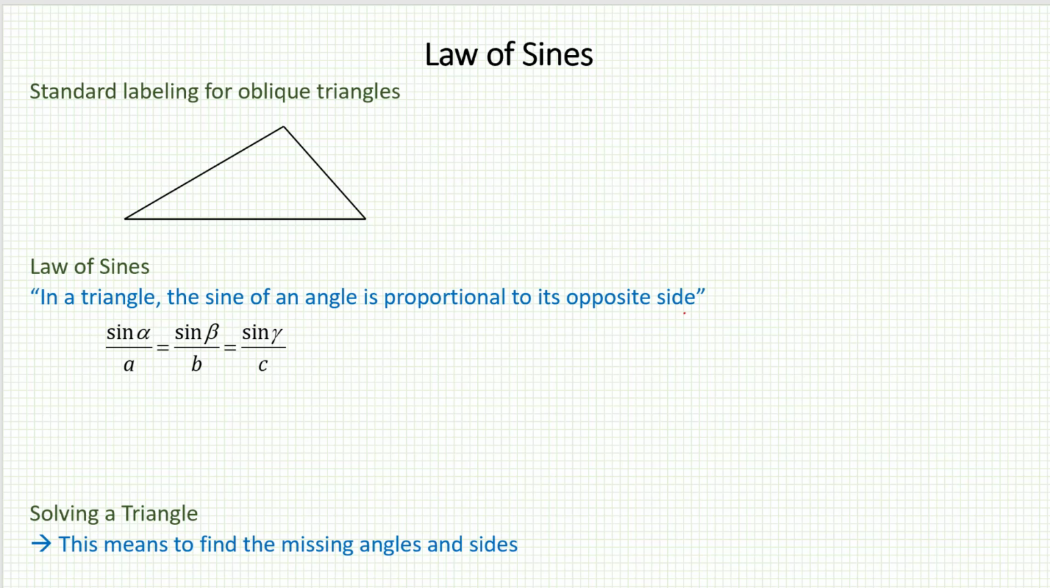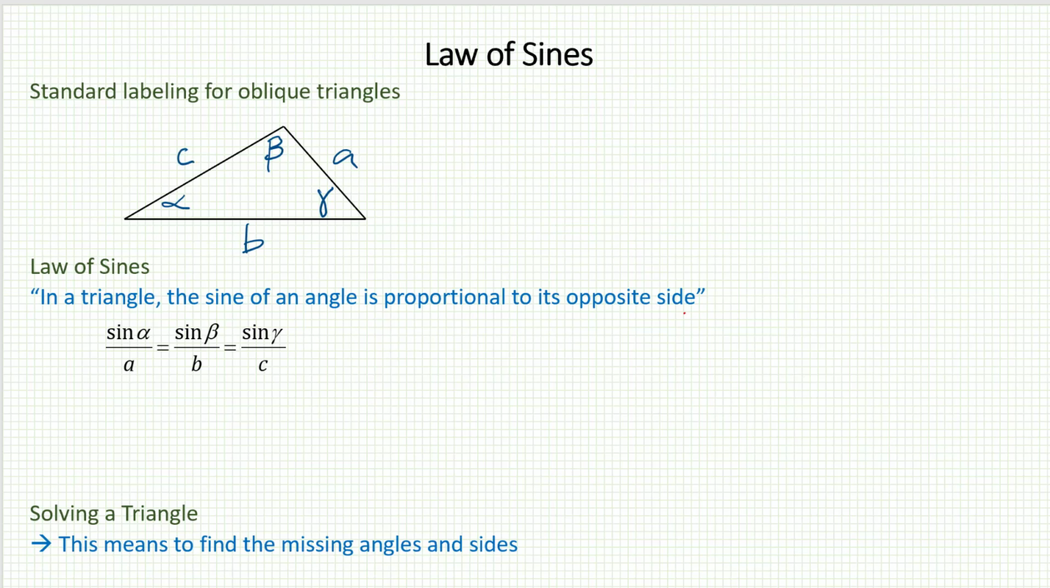Law of sines. Let's first talk about the standard labeling that we will use for these oblique triangles. We will call our three angles alpha, beta, and gamma. And then we'll use lowercase letters a, b, and c for the sides. We'll always put side a opposite angle alpha, side b opposite beta, and side c opposite gamma.